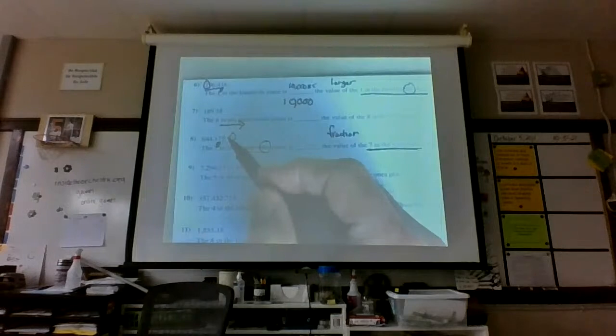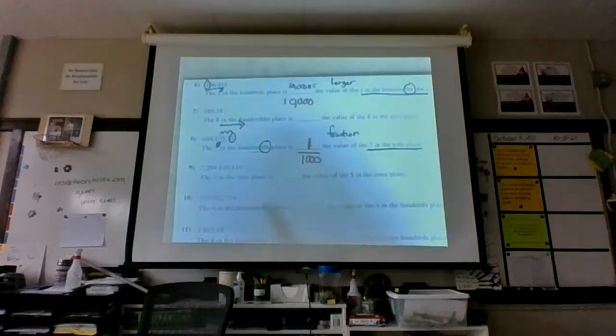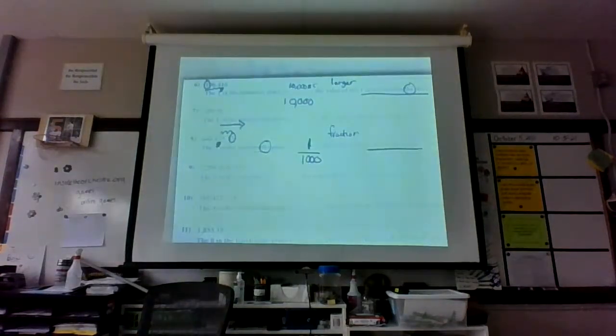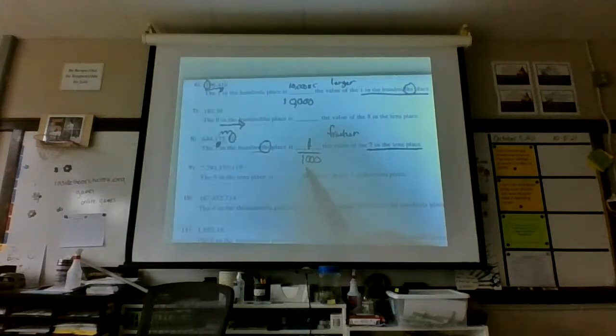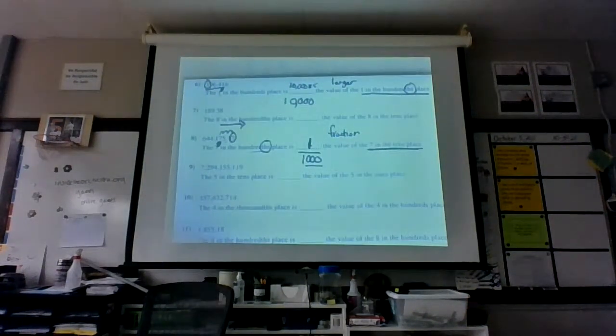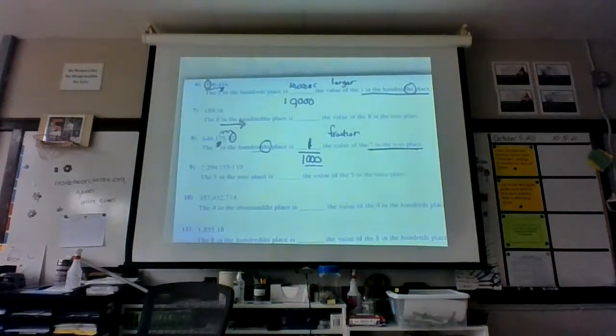Okay, how far apart are these numbers? 1, 2, 3. So it's a number with 3 zeros, which would be what? 1,000. So the 7 in the hundreds place is 1/1000th the value of the 7 in the tens place. It's going to be a fraction because it's to the right, it's smaller. How did we figure out we were going to have 3 zeros, Grant? Because it's 3 spaces away, right? Okay.